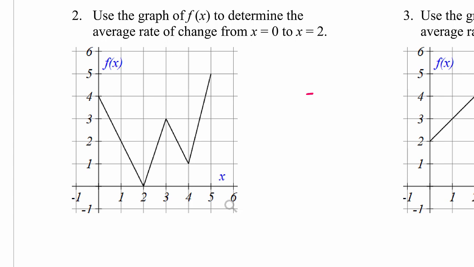So this time around, we are not given a table of values. We're given the graph of a function, and you can see by looking at it that it's not a linear function. It's not a straight line. But we're going to find the average rate of change on the interval from x equals 0 to x equals 2. And on that interval, we actually do have a line, don't we?